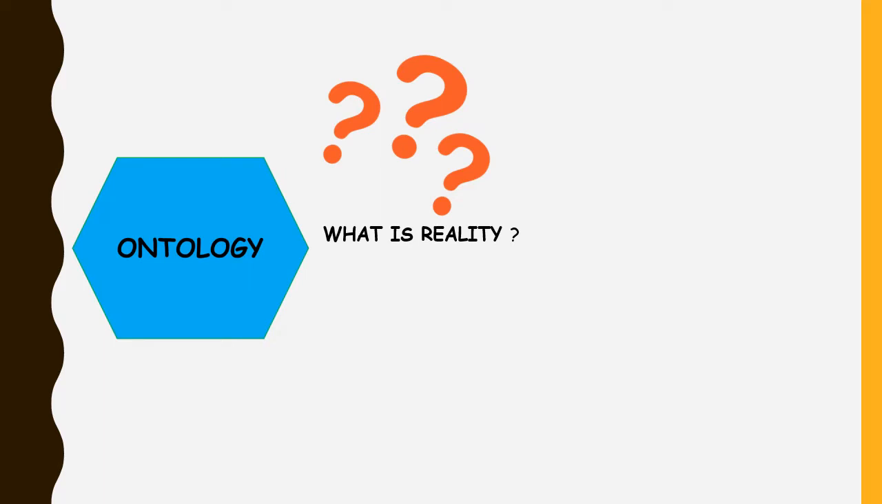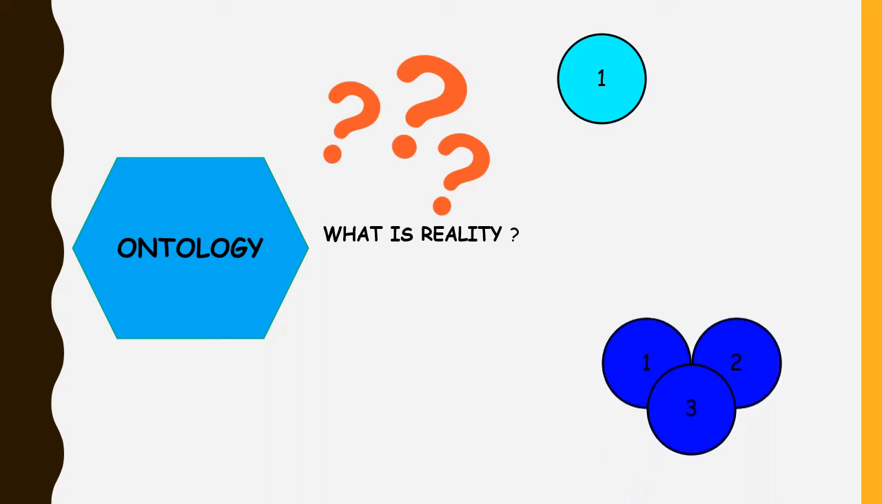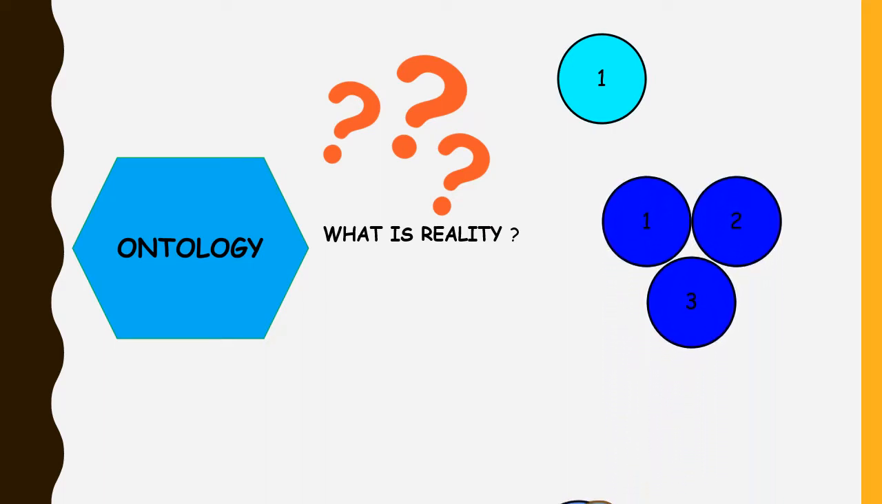There are several ontologies that exist. For the purpose of this video, I will use these three ontologies. Firstly, the belief that there is one single reality or truth. Secondly, the belief that there are multiple realities. And thirdly, reality is constantly negotiated, debated, or interpreted.